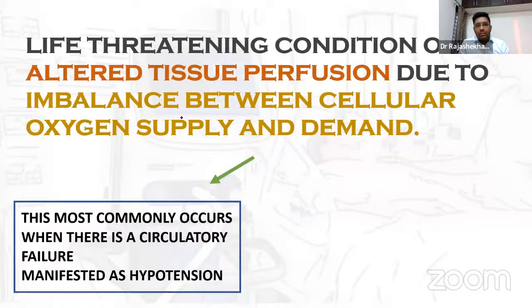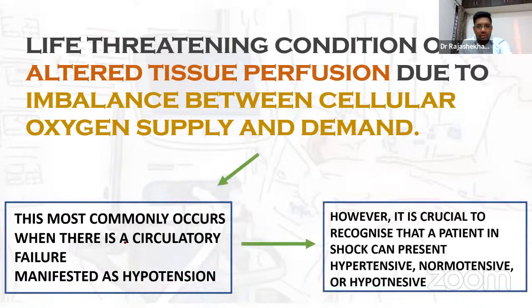When this occurs, it occurs as a part of failure in the circulation. So there is a circulatory failure which is manifested as hypotension. Yet a very important thing is to recognize that when the patient is in shock, he can be hypertensive, he can be normotensive, or he can even be hypotensive.